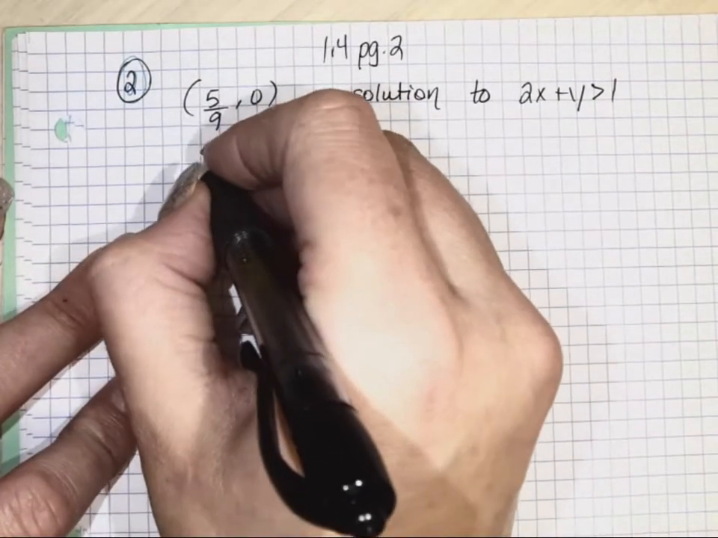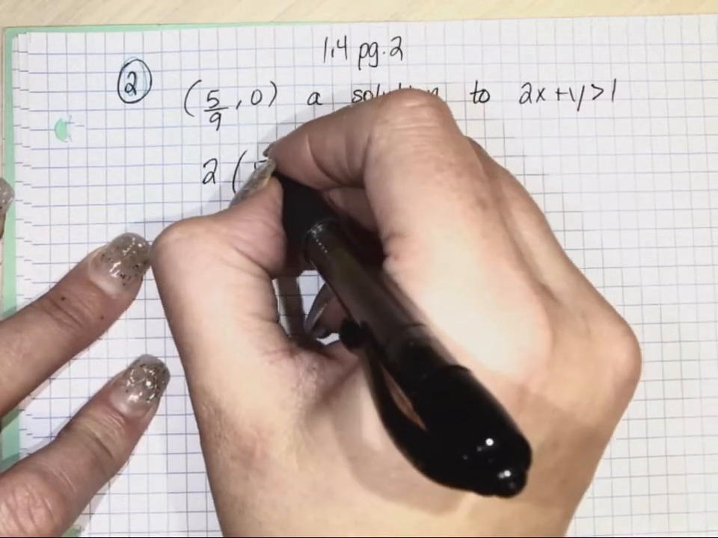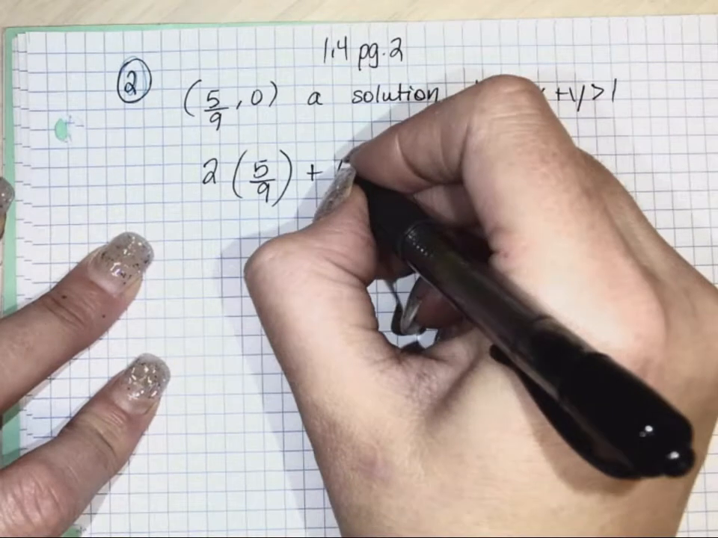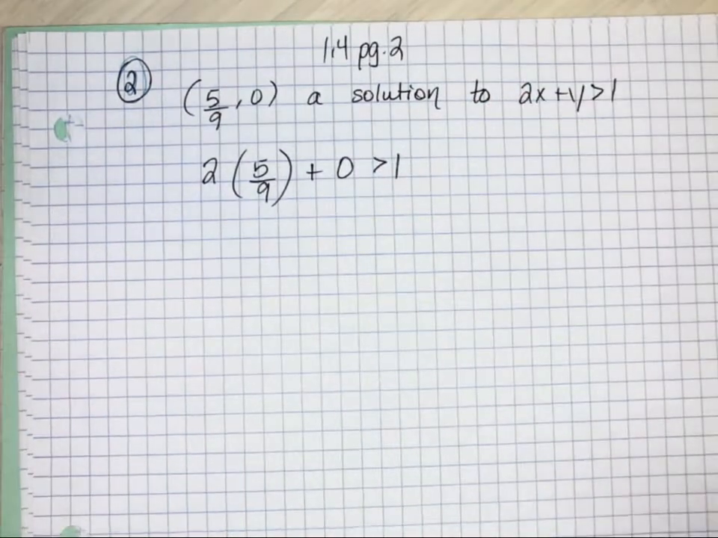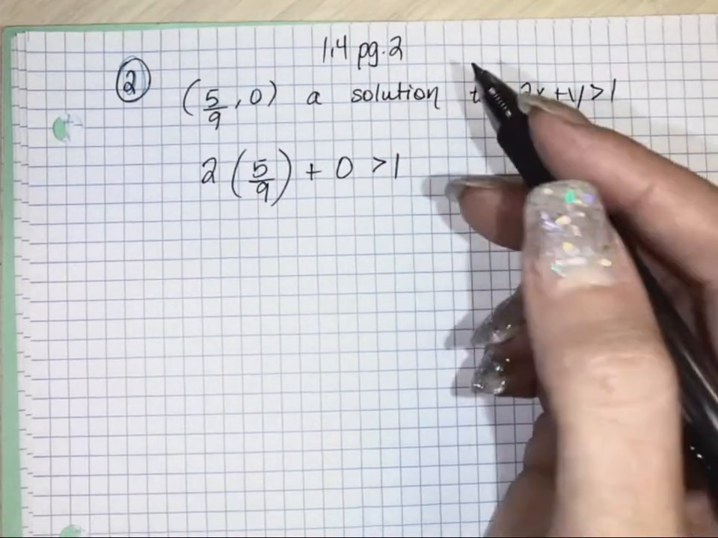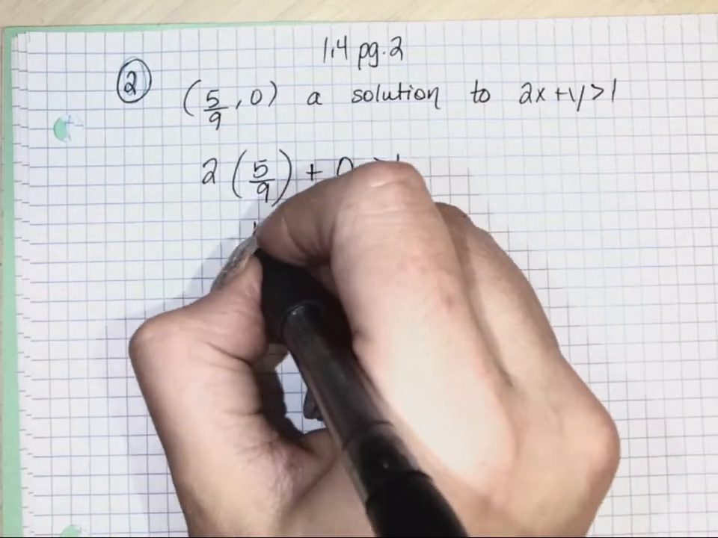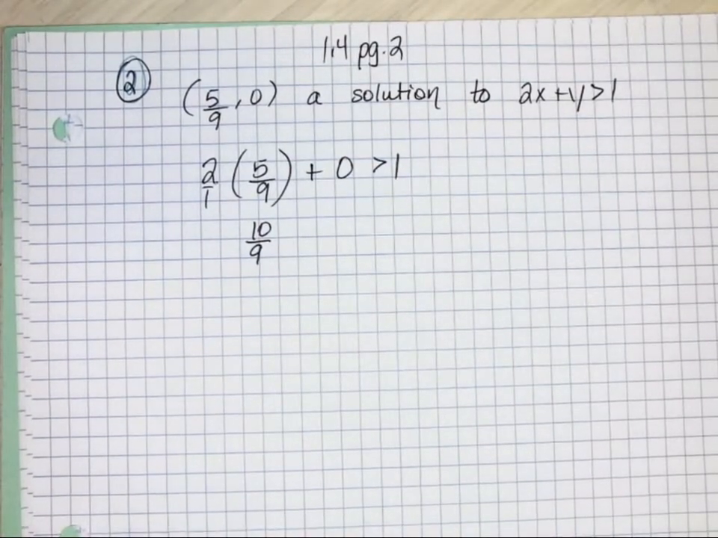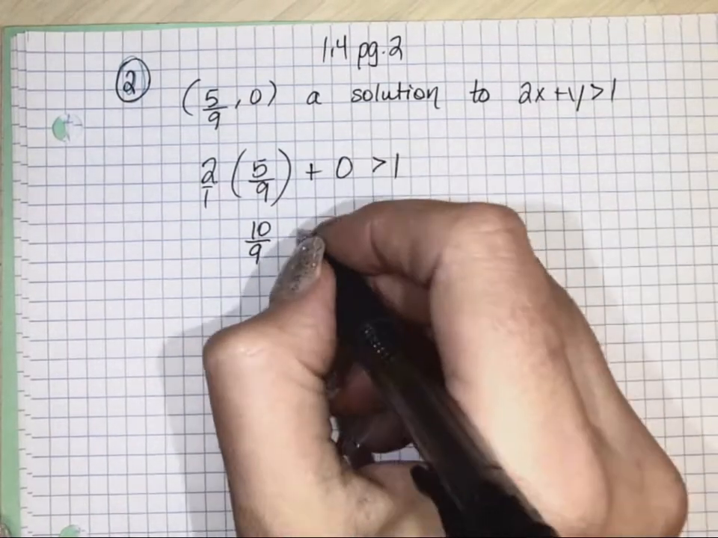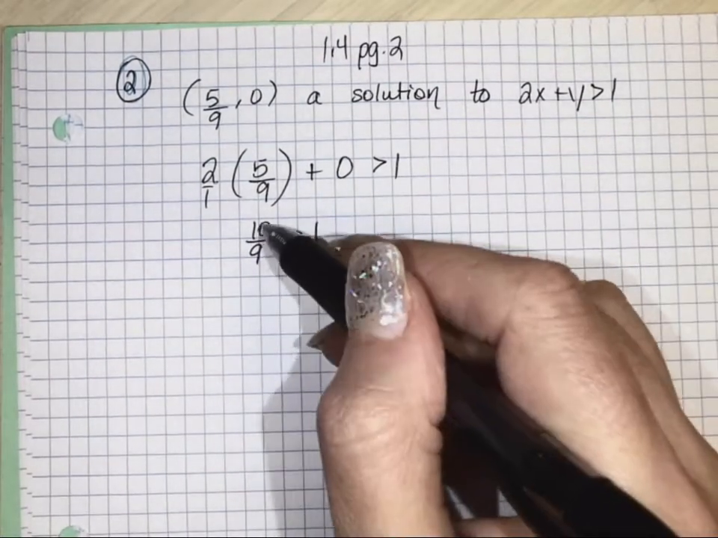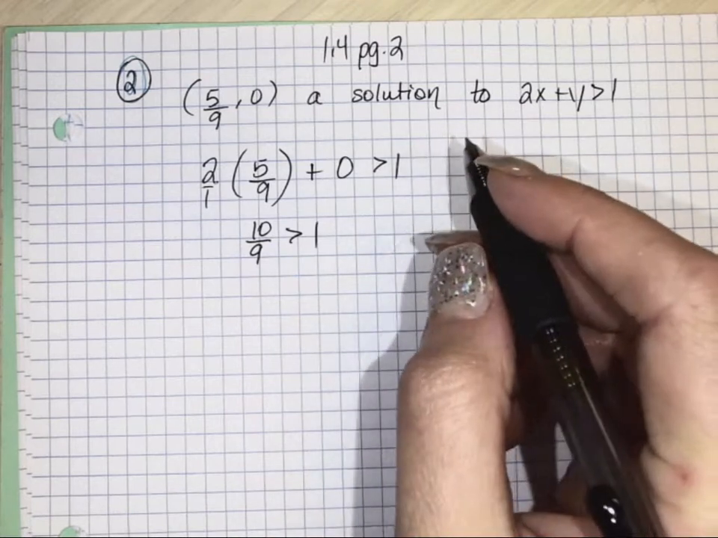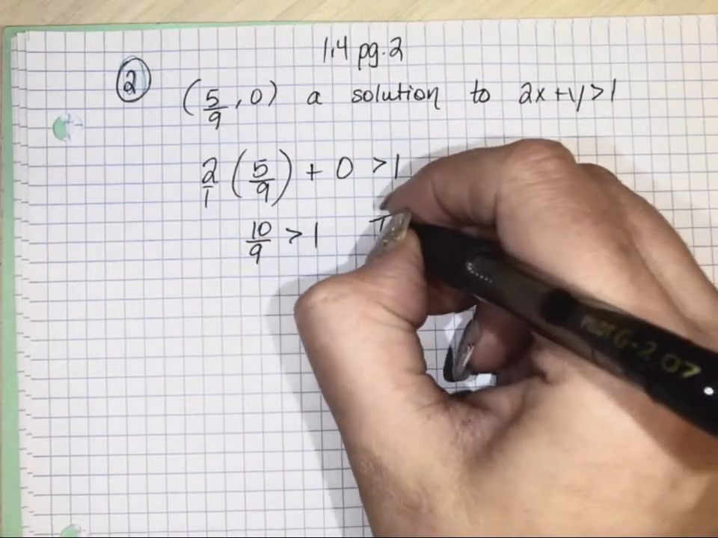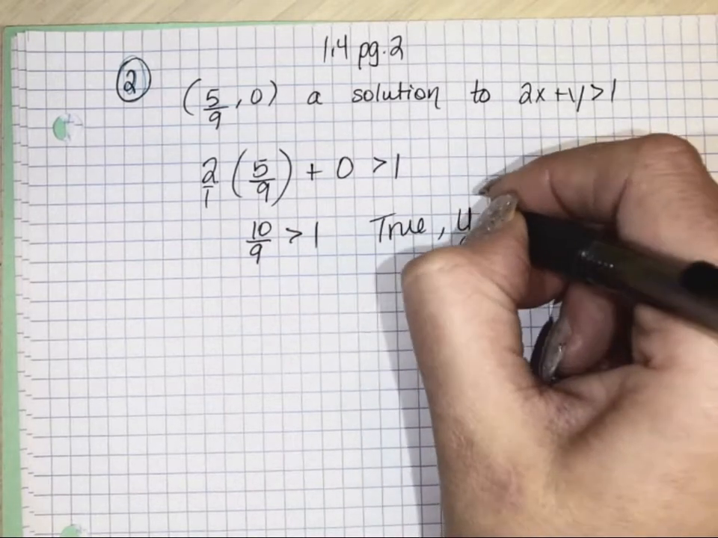So simply you just take and plug in 5 ninths for x, plug in 0 for y, and then multiply. You get 10 ninths when you multiply straight across with fractions, and plus 0 gives you 10 ninths is greater than 1. 10 over 9 is greater than 1. This is actually 1.1. So that is true. So yes.